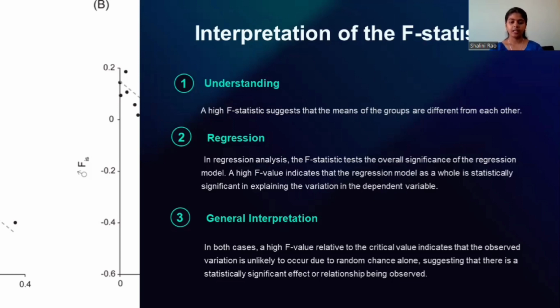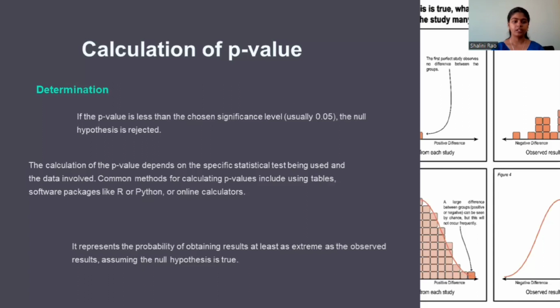General interpretation. In both cases, a high F value relative to the critical value indicates that the observed variation is unlikely to occur due to random chance alone, suggesting that there is a statistically significant effect or relationship being observed.